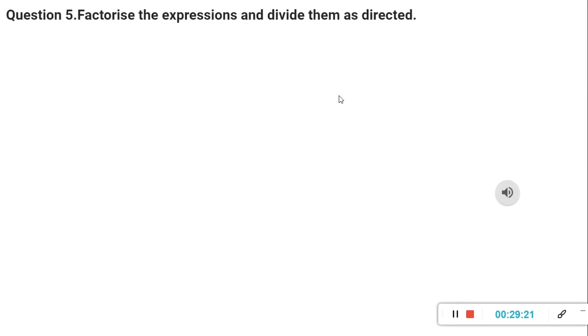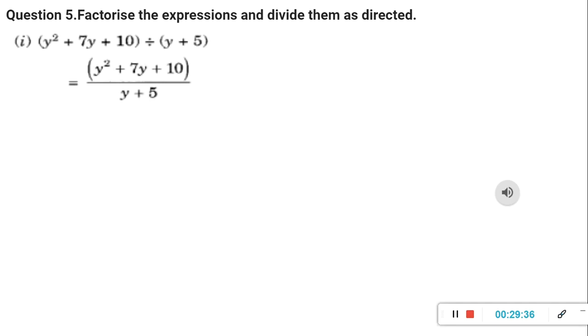Now let's see the fifth question. That is, factorize the expressions and divide them as directed. It means first we have to factorize the expression, then after that we can directly cancel the numerator and denominator. So here y square plus 7y plus 10 divided by y plus 5. This question we already did as an example.